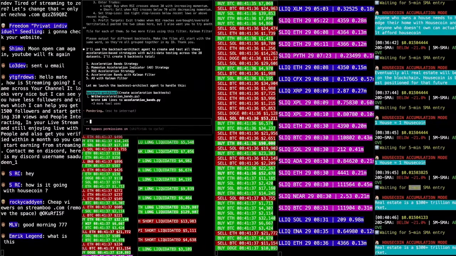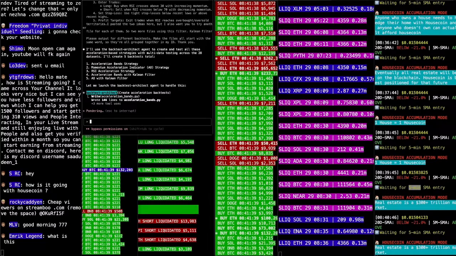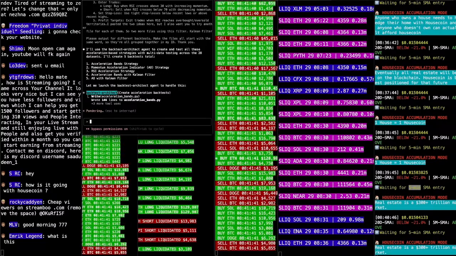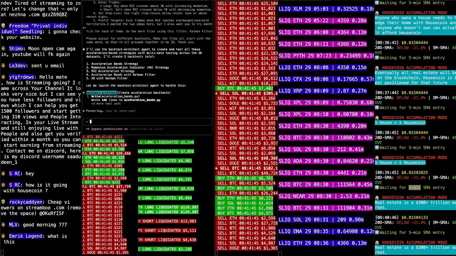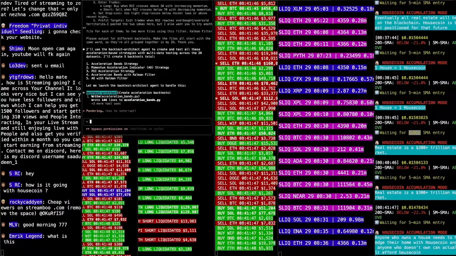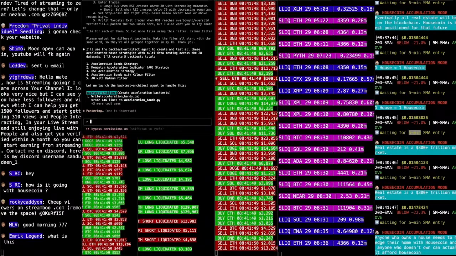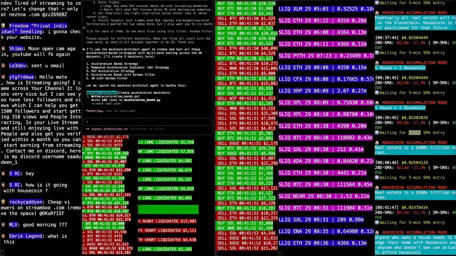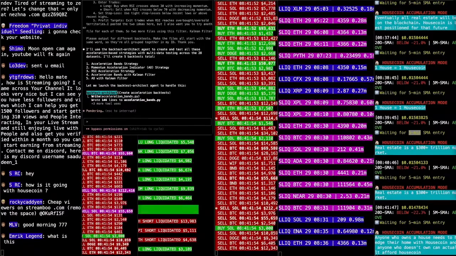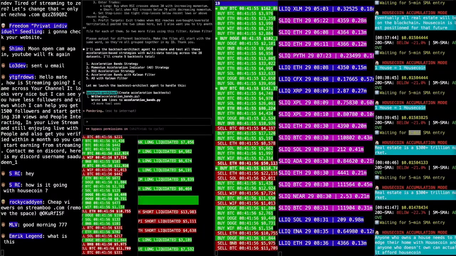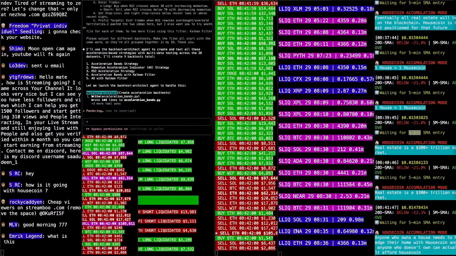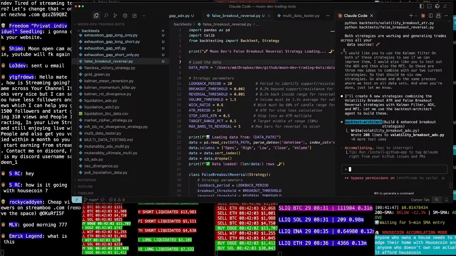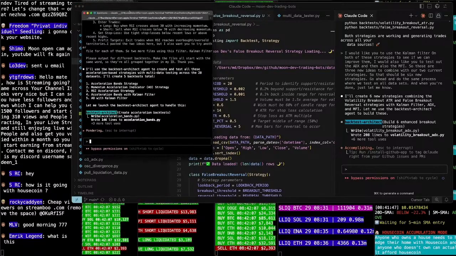What is this? So wrote 146 lines to acceleration bands. Okay. I'll create 6 new strategies here. So we are now waiting for these both to be done.